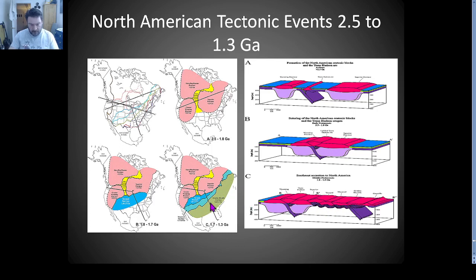And then you had the granite-rhyolite province. This was kind of like an ocean basin that began to open but never finished. And then at the end of that, you had Amazonia come smashing in and weld on and suture to the granite-rhyolite zone. And that's this right here.